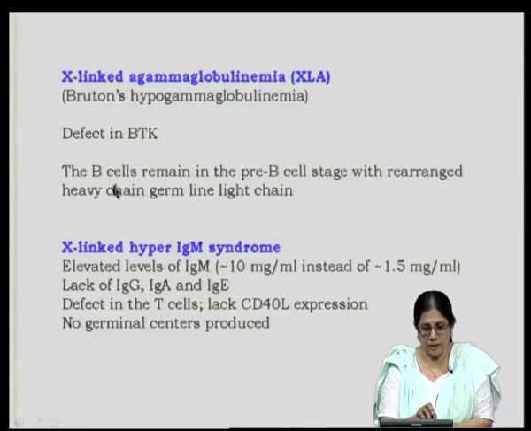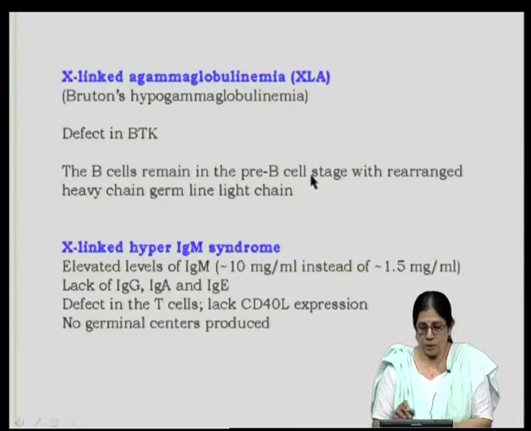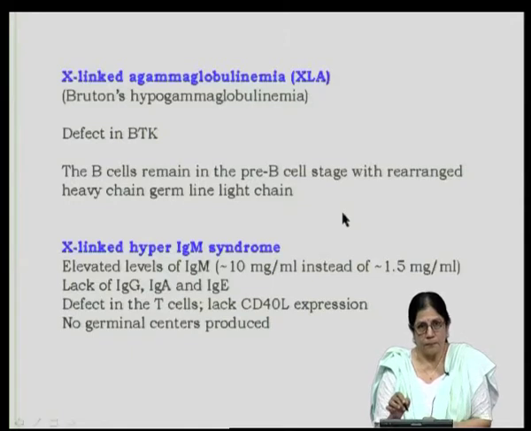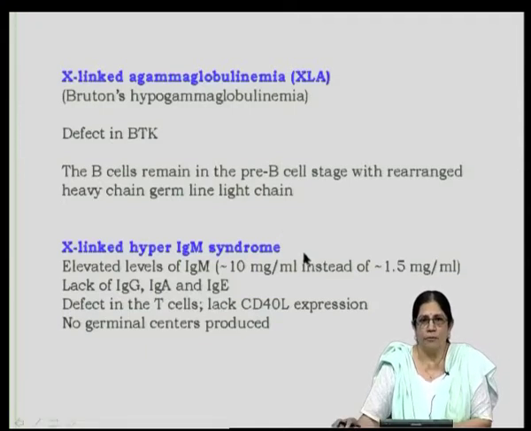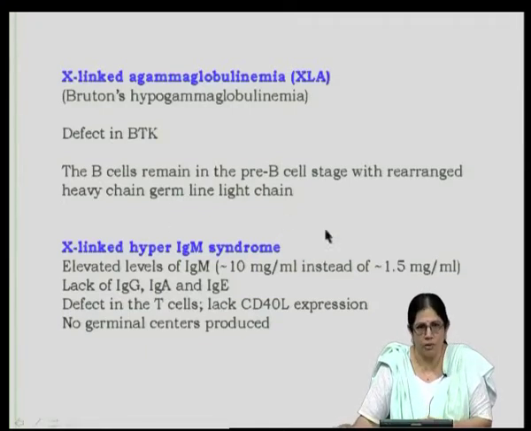It has been seen that B cells under these conditions remain in the pre-B cell stage. Though rearrangement of the heavy chain and germline light chain gene has taken place, these cells remain in the pre-B cell stage and cannot go on with further development, and therefore cannot become mature cells, and so there is a lack of mature cells in circulation.